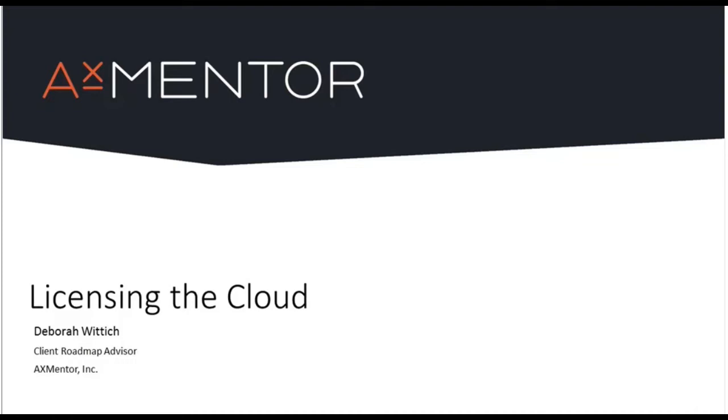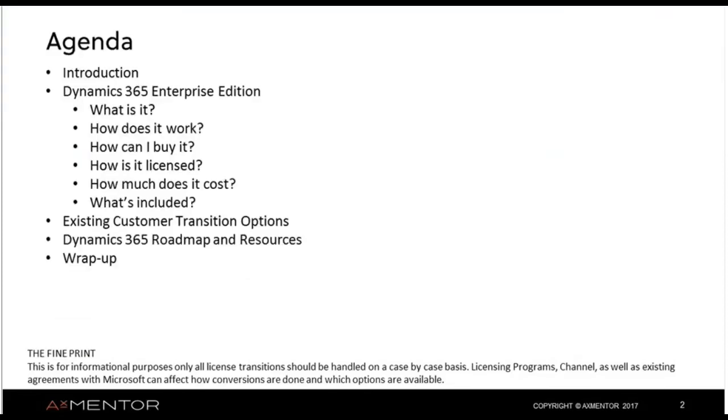We'll get started by taking a look at the agenda. Today we're going to cover a brief introduction of who I am and who AXMentor is. We're going to take a full look at Dynamics 365 Enterprise Edition and review the questions you see in front of you. Then we'll jump into some of the transition options that customers have. And then we'll move towards a wrap-up of going over some of the high-level roadmap for 365, as well as some resources you can immediately take advantage of.